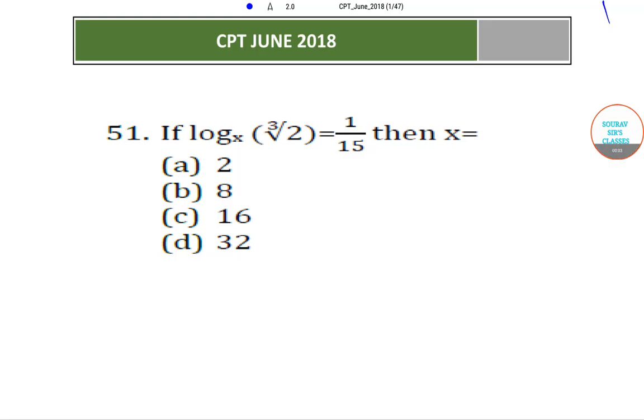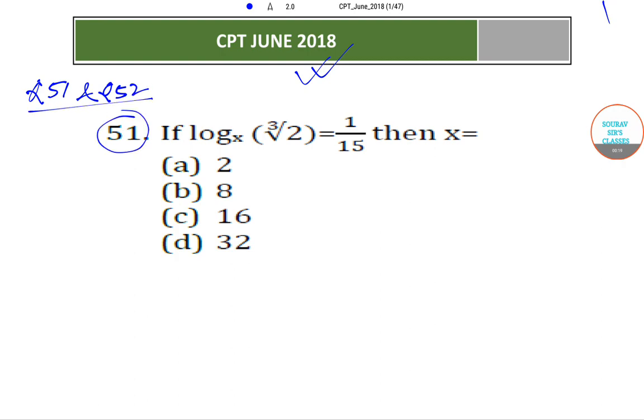Hello everyone, today we'll be solving the CPT June 2018 question paper. We'll be solving questions which came in the quantitative section of the paper. Today we'll be solving question number 51 and question number 52. So let's start off with question number 51.